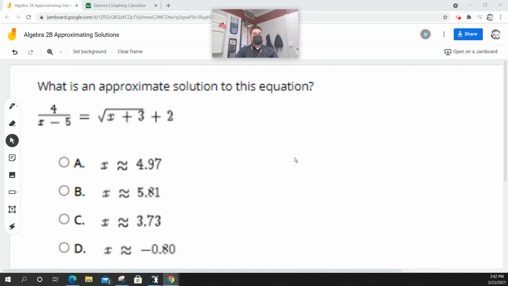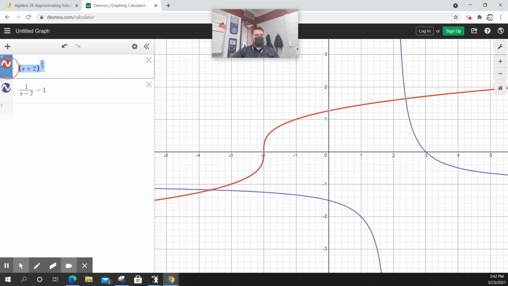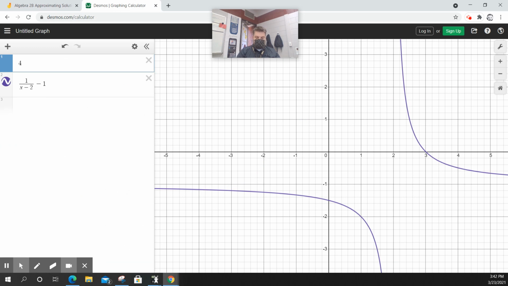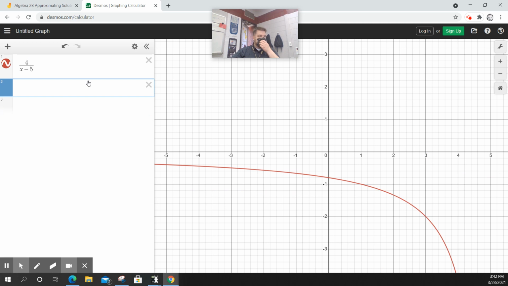All right, for this one, it says, what is an approximate solution to the equation 4 over x minus 5 equals the square root of x plus 3 plus 2? I'm just going to graph them. So I'm going to take this one and I'm going to say 4 divided by x minus 5. And then I'm going to take this one and I'm going to say the square root.